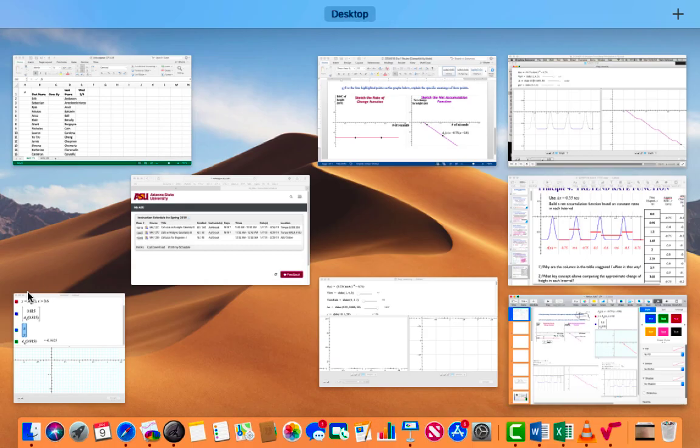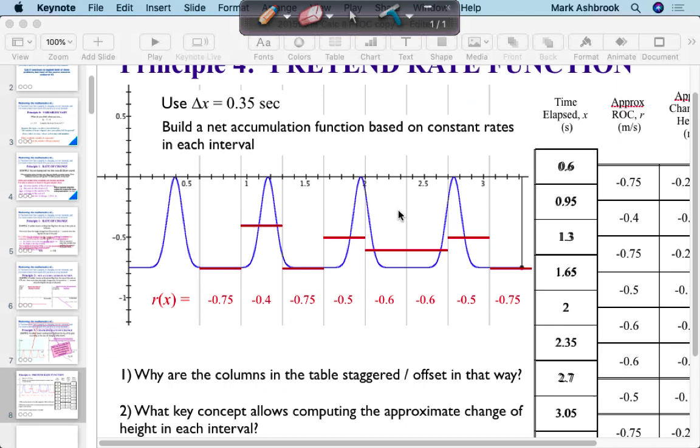That's the wrong one. This one, where is it? There it is.